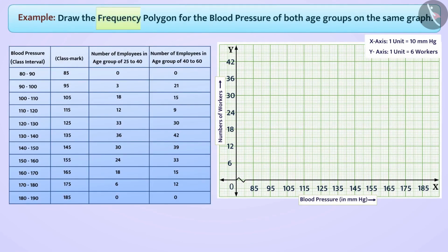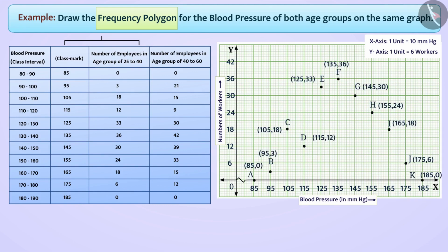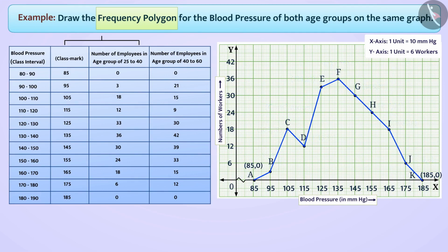Now, we will draw a frequency polygon to represent the number of workers in the age group of 25 to 40. For this, we will consider class mark as x coordinates and number of workers as y coordinates. In this way, we will represent the number of workers in age 25 to 40 respectively as given. We will connect all these with continuous line segments, which gives us the frequency polygon ABCDEFGHIJK, which represents the number of workers in age group 25 to 40 and their blood pressures.